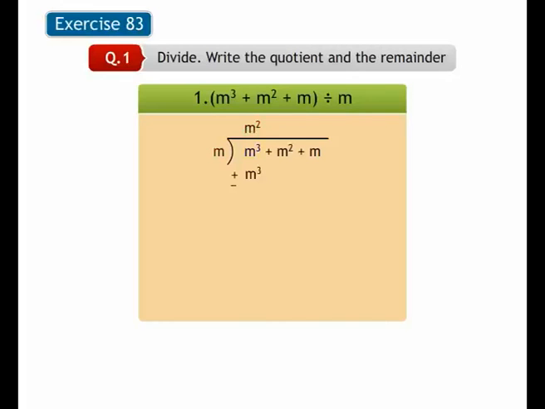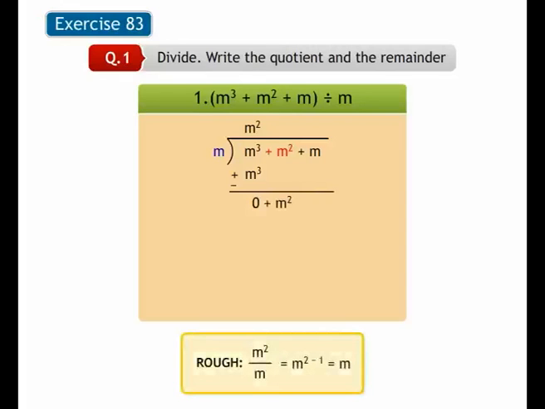Changing the signs and subtracting minus m cube from plus m cube, we get 0. Taking the second part of the dividend down for division, that is plus m square, now our dividend becomes 0 plus m square. Now we will divide plus m square with m, numerator-denominator form, that is plus m square upon m. As m in the denominator has no index, it means 1.